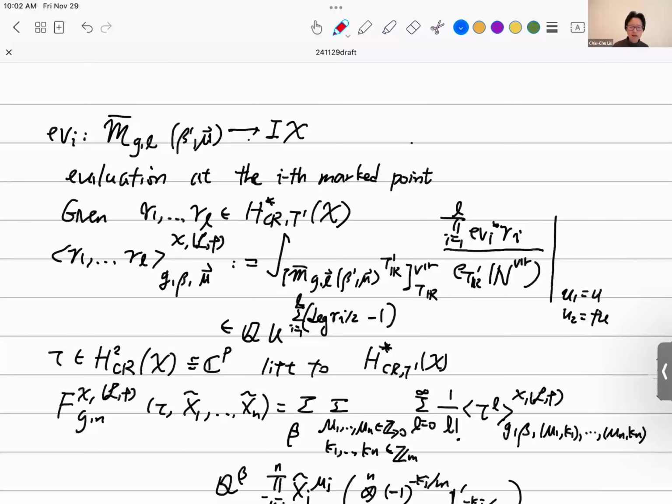You want to make sure when you do this you don't have poles. So yeah, okay, I will take a break after finishing these slides.